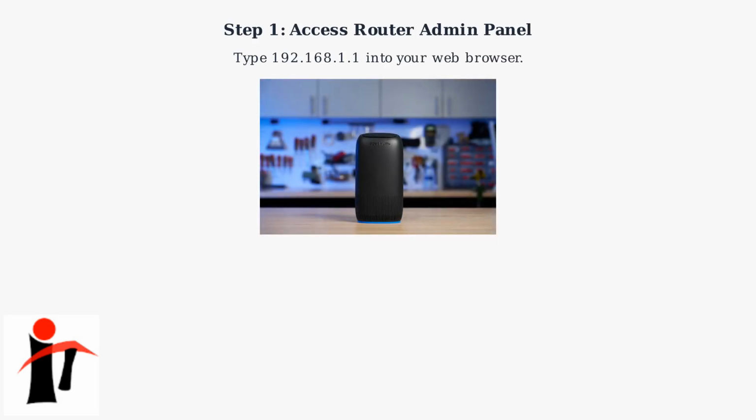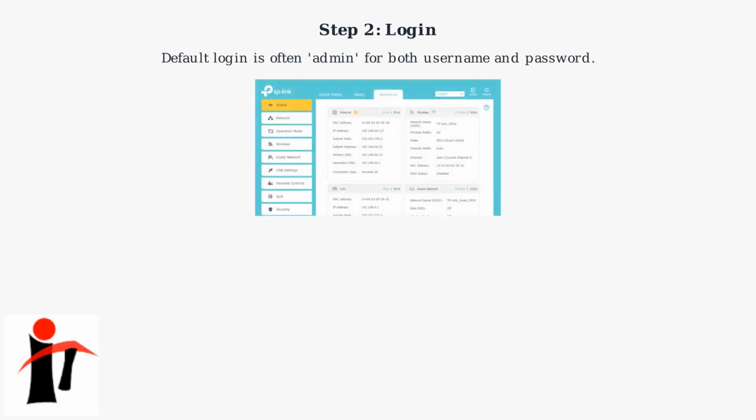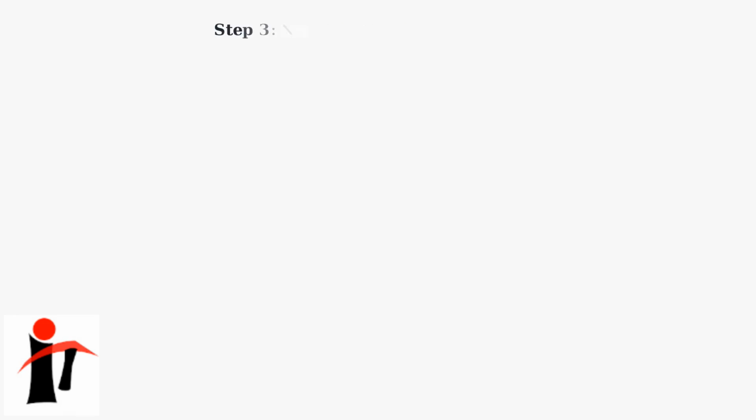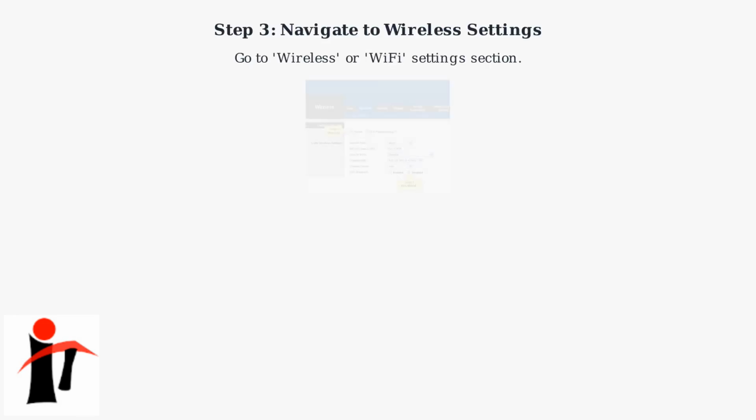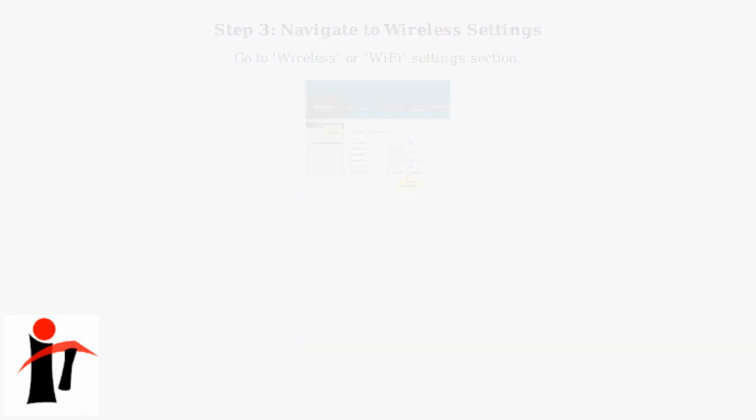First, access your router's admin panel by typing 192.1.1 into a web browser. The default login is often admin for both username and password. Navigate to the wireless or Wi-Fi settings. Look for an option labeled Broadcast SSID or SSID Visibility. Make sure this is checked or enabled.